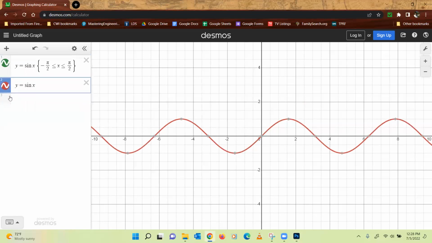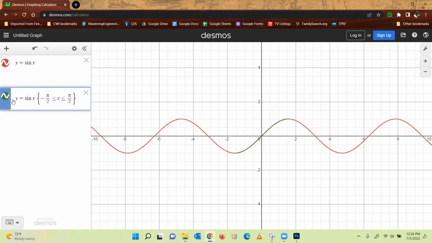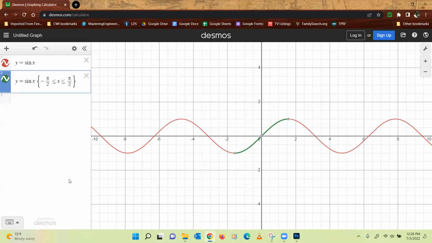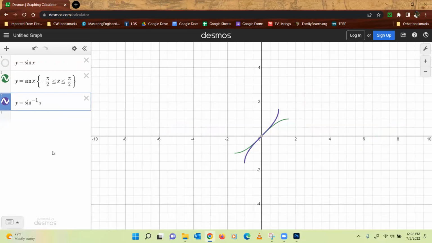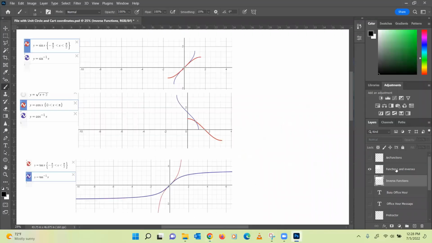Didn't do that quite. Let's see. I want this one to show up on top. There we go. Now we can kind of see the green one on top. We've restricted our domain. And so now when we look at our inverse function, we can see that it is a reflection about y equals x of the sine function, but it has been restricted. And now we see that the same is true for this function in its domain as the last function in its domain.